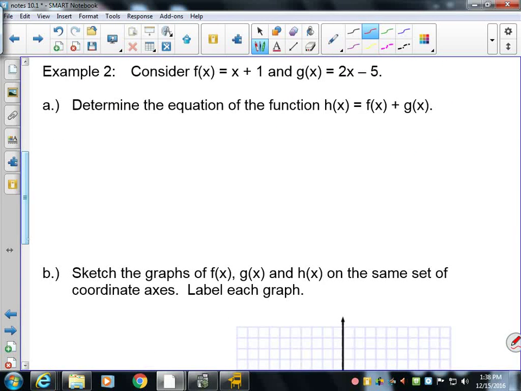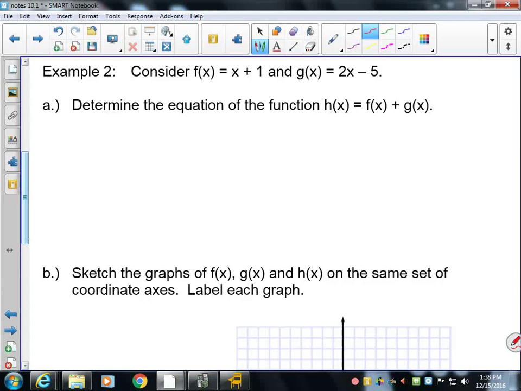So consider f of x equals x plus 1 and g of x is equal to 2x minus 5. What's the function h of x is equal to f of x plus g of x? What should we do? I'm going to add them together.